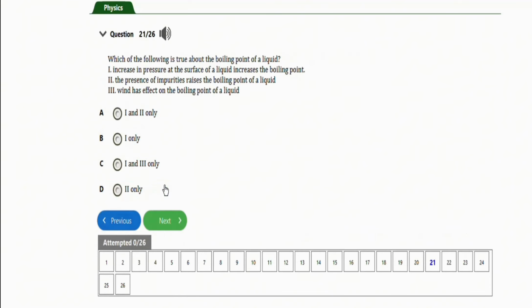It says, which of the following is true about the boiling point of a liquid? Increases in pressure at the surface of a liquid increases the boiling point. The presence of impurities raises the boiling point of a liquid. Weight has effect on the boiling point of a liquid. So guys, the correct option to this question is option A, which is I and I only. Alright, next question is this one.